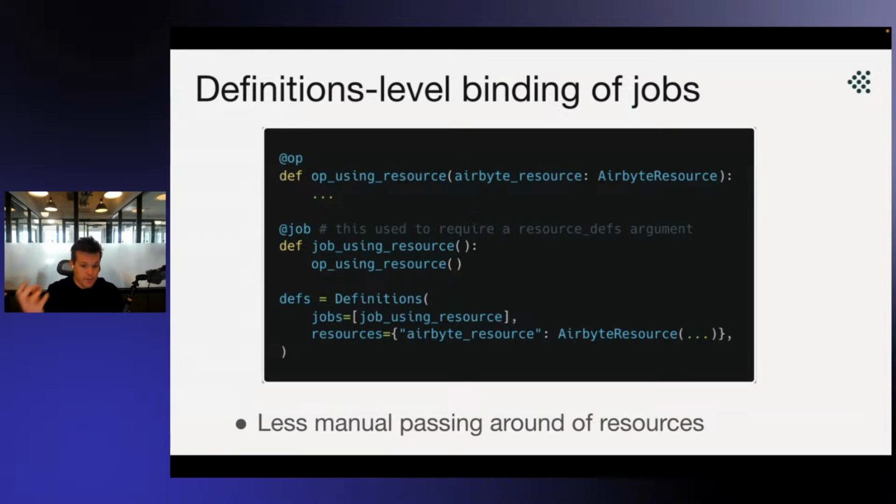So we're going to end up in a pattern where it's all your resources. You can new them up right next to your definitions object. It's kind of a centralized place to manage all the configuration in your system. And then the system takes full responsibility of threading that down to all the different artifacts that consume those resources. So this just ends up with a lot less manual passing.